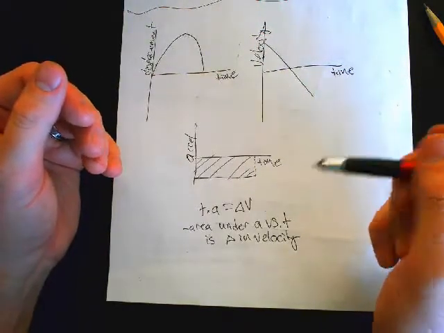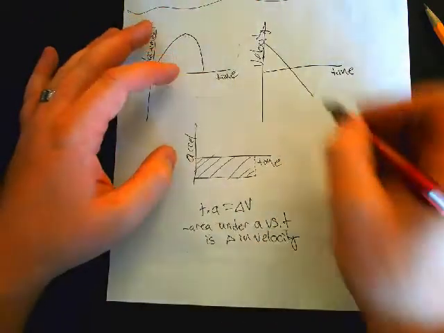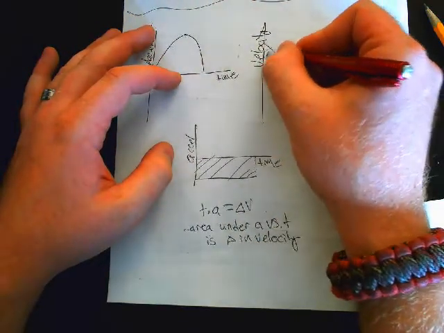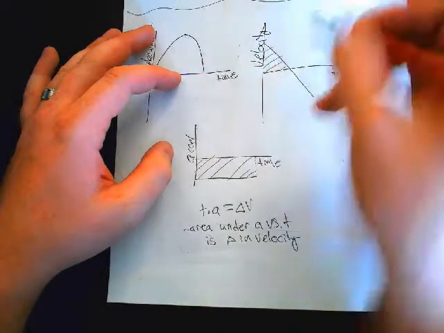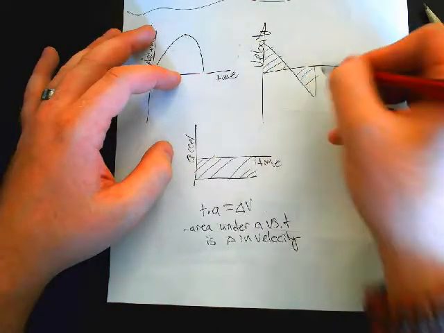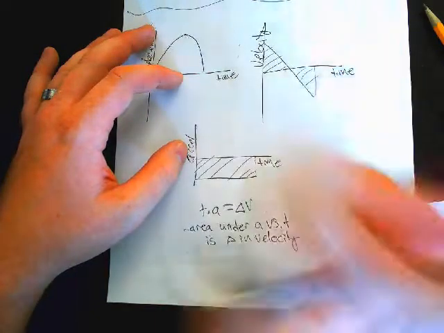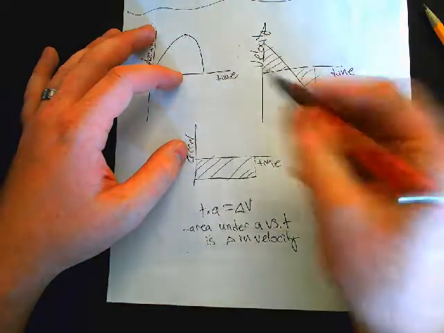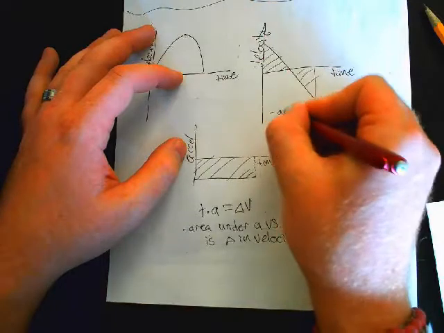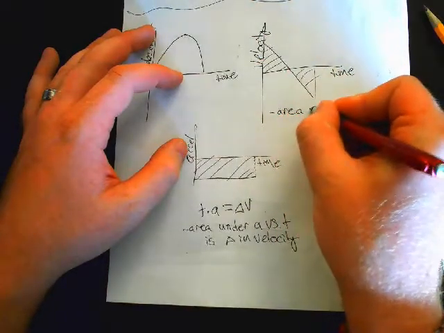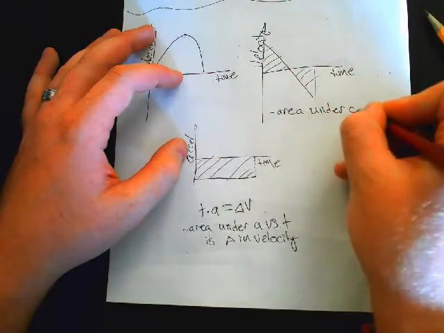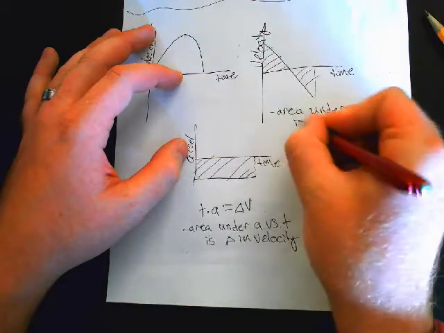Good? Okay. And if I move up here, I can do the same idea. I could find the area under this curve. And area under this curve, well, velocity times time. If I look back at that one, the area under this curve is then displacement. Area under the curve is displacement.